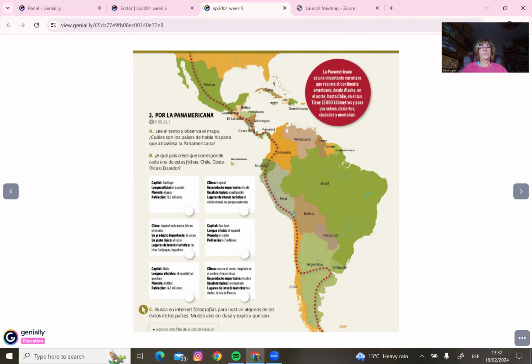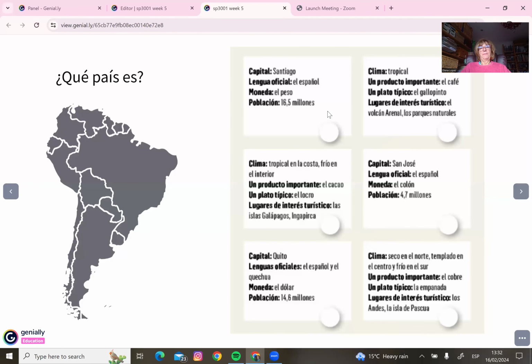Costa Rica y Ecuador, aquí. País número 1, su capital es Santiago, capital. Su lengua oficial es el español, official language. Su moneda es el peso, currency, la moneda, el peso. Y la población es de 16,5 millones. This is the population. Capital Santiago es Chile, Santiago de Chile.